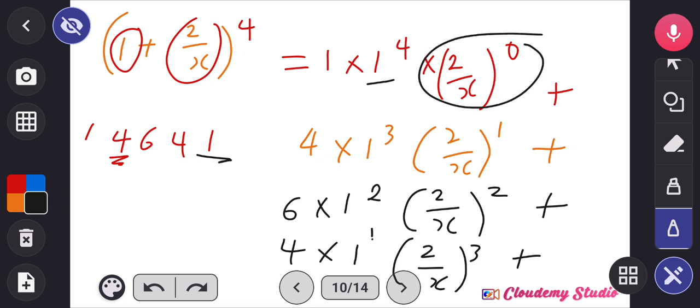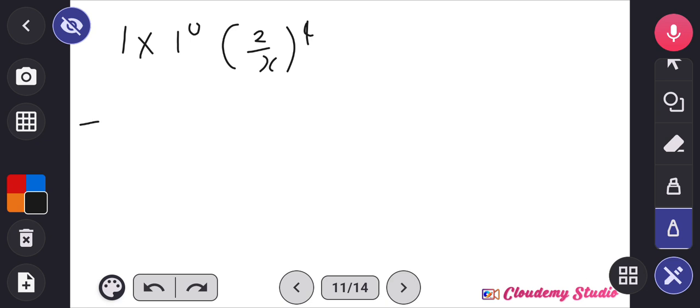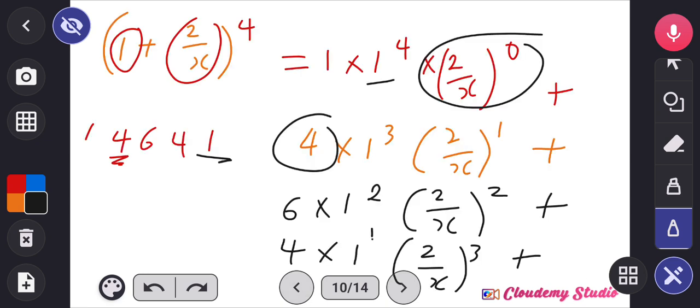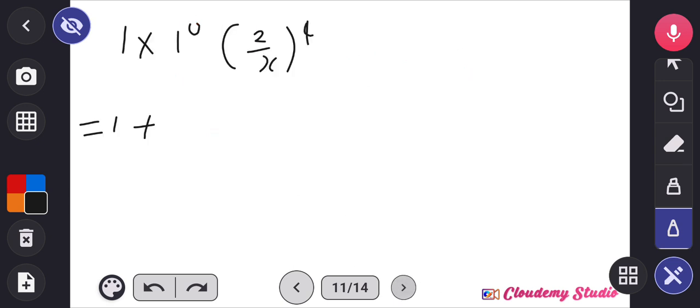And 1 raised to the power 4 equals to 1. Therefore, our answer here will be equals to 1 plus the next one is 4 multiplied by 1 raised to the power 3 equals to 4, right? 2 raised to the power 1 equals to 2. Therefore, 4 times 2 equals to 8 divided by x. So that will give us 8 over x.